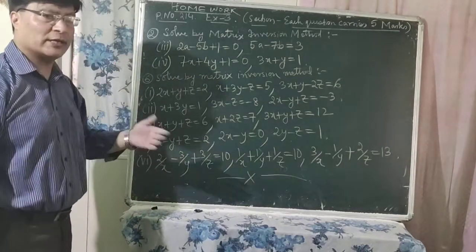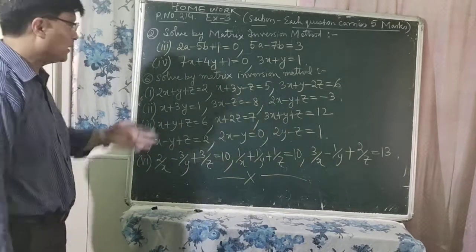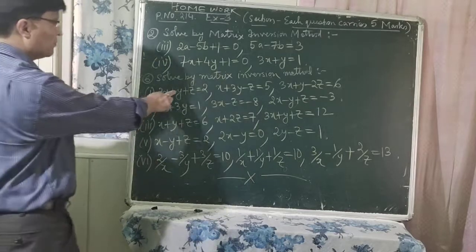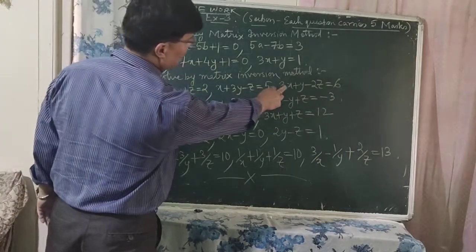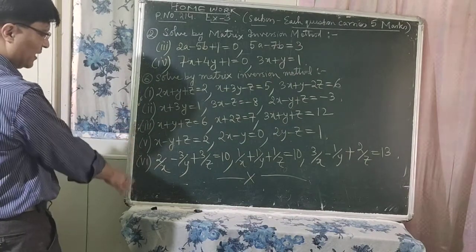Now in these equations, there are 3 equations with 3 unknown quantities, x, y, and z. Okay, so number 1 is 2x plus y plus z is equal to 2, x plus 3y minus z is equal to 5, 3x plus y minus 2z is equal to 6. This is number 2, this is number 3, and this is number 5, this is number 6.